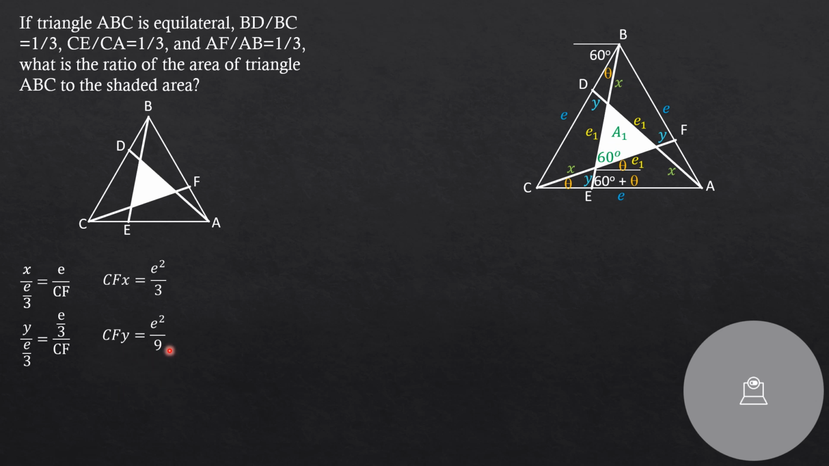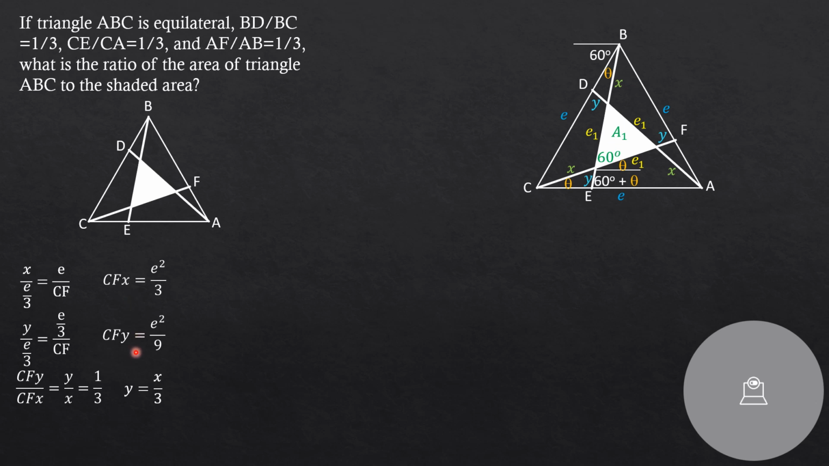So dividing CF Y by CF X, we can cancel CF, then we have Y over X equals 1 over 9 E squared divided by 1 over 3 E squared. And we cancel E squared, and Y over X equals 1/3. So we have now shown that Y is equal to X over 3.